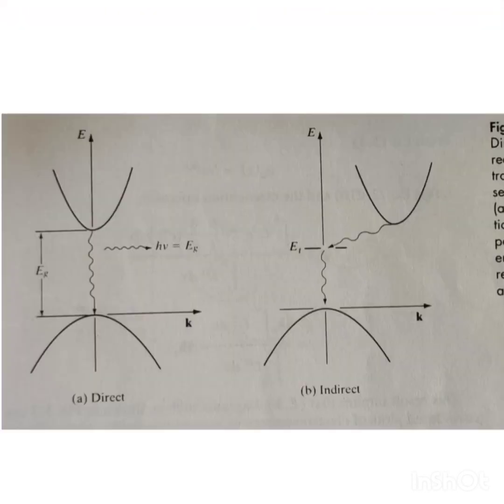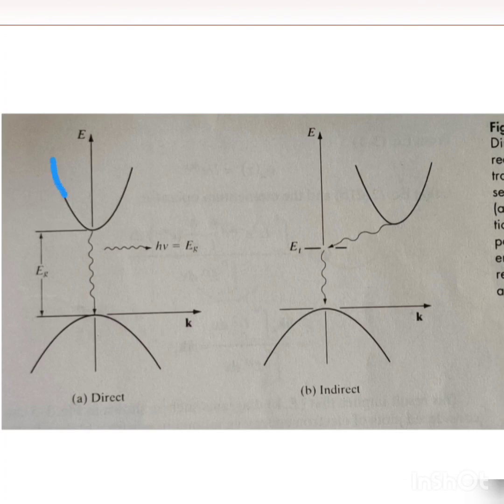Here both figures are drawn together. The first one is the direct band gap semiconductor E-K diagram, and the second one is the indirect band gap semiconductor E-K diagram. You can see in the first one, this is the conduction band, this is the valence band, K on the x-axis and E on the y-axis. Both the states, that is the minimum of the conduction band and the maximum of the valence band, are at the same K value, that is K equal to 0.